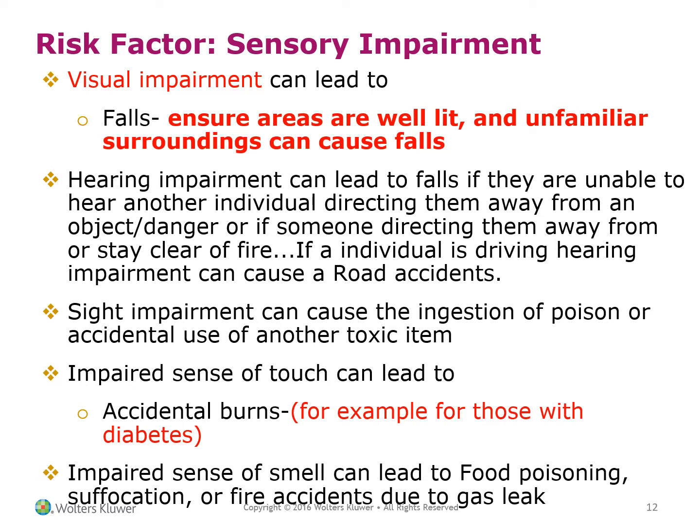They can reach for something poisonous and ingest it. Impaired sense of touch can also lead to accidental burns, for example, those with diabetes that have neuropathy and don't have much feeling in their fingers. Impaired sense of smell can also lead to food poisoning when you can't smell what you're eating. It can lead to suffocation or fire accidents due to a gas leak that they're unable to sense.